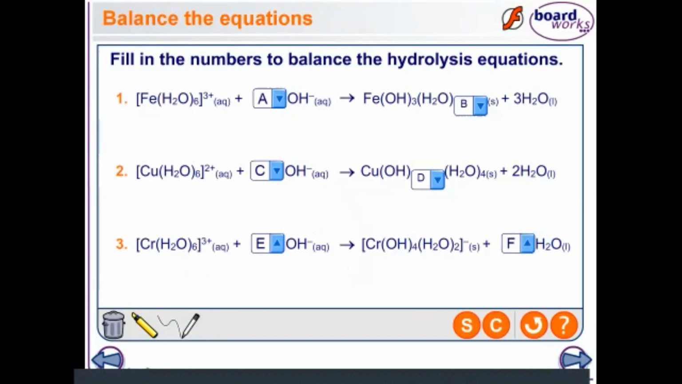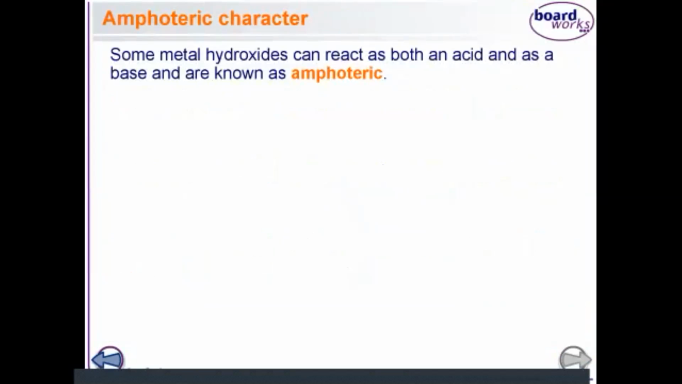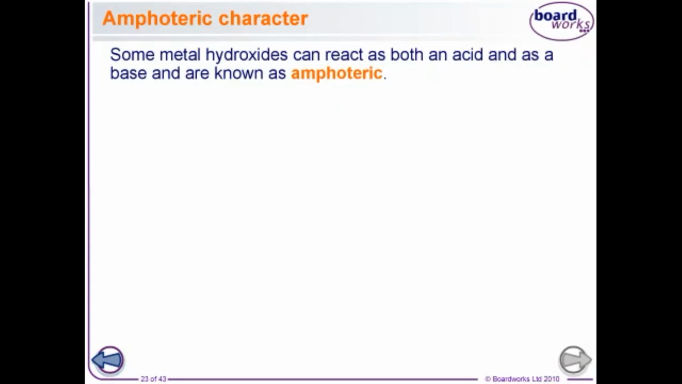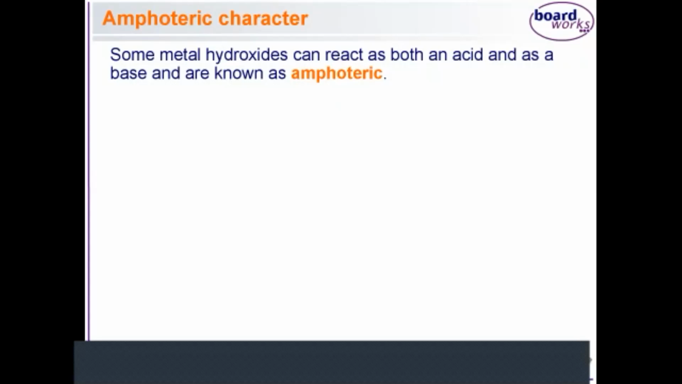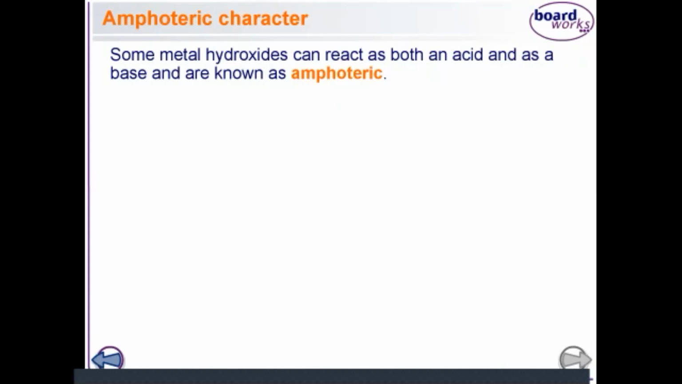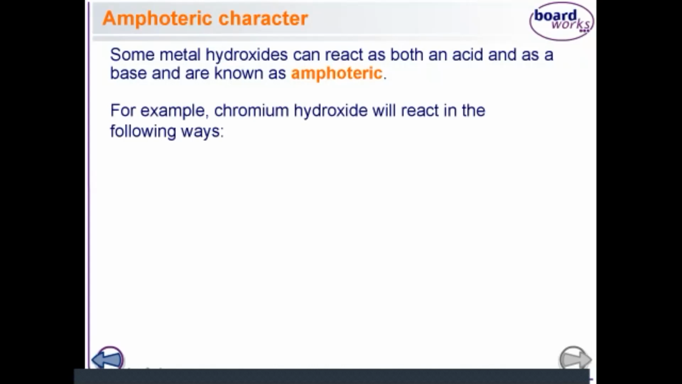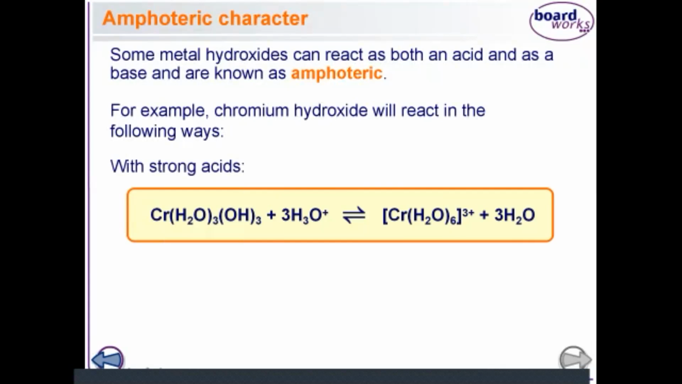Now, let's skip this one. There are metal hydroxides that can react as both an acid and as a base, and we know that these are called the amphoterics. Amphoteric means it can react as an acid and also as a base. For example, we have chromium hydroxide. It will react in the following ways. First, with strong acids.